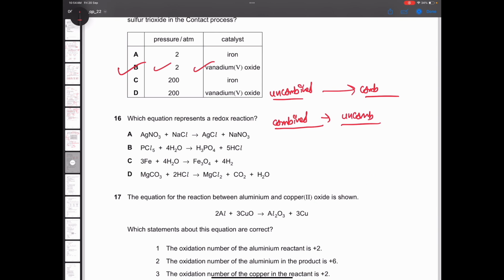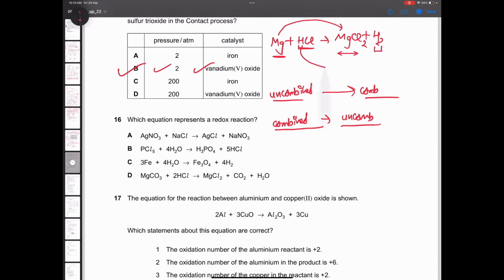What do I mean by this? Mg plus HCl gives MgCl2 plus H2. Now in this, magnesium is in uncombined form, but on the product side it is forming a compound. This type of reaction will always be a redox reaction. Also you can check HCl, hydrogen is in combined form here and hydrogen is in elemental form here. So definitely there will be some change of oxidation number. One will get oxidized, the other one will get reduced. So these kinds of reactions are always redox reactions.